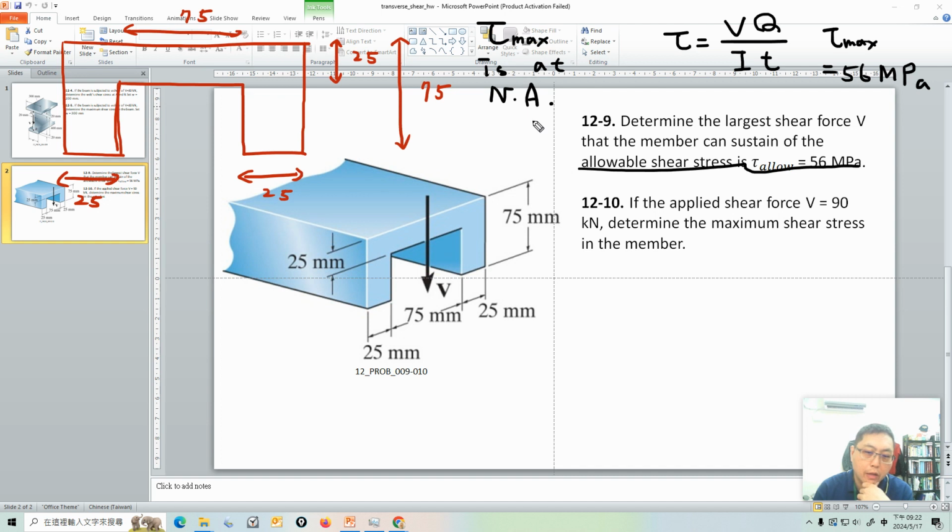So in this problem, we need to identify the maximum shear stress at the neutral axis, and this is related to your Q. That means we have to calculate Q with respect to the neutral axis. This also affects what your t is. Anyway, the first important issue is finding the neutral axis. First of all, find the neutral axis.